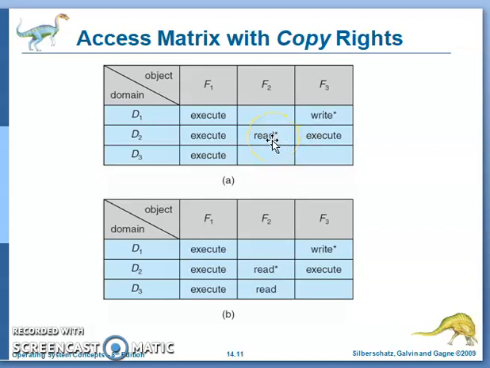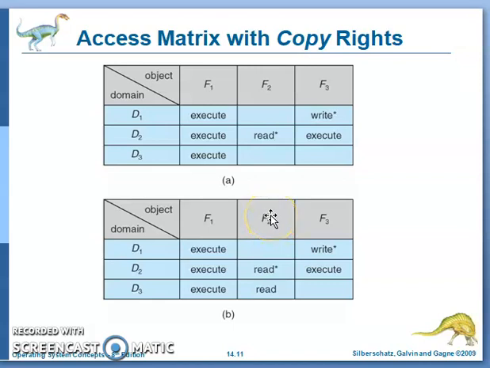So here the read star, see the example, star indicates the copy. You can copy this particular read operation access right along the column only. Don't go for the row. Just copy this particular read along the column. See in this, the read star can copy to here. What is the meaning of this? In the previous case, a process executing in D3 can perform only the execute operation on F1. Now here, if you copy this read to here, the process executing in D3 can perform read operation on F2 also. This is the copy command or copyright.